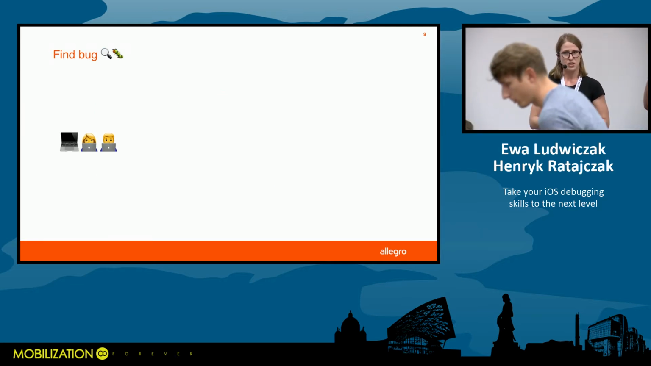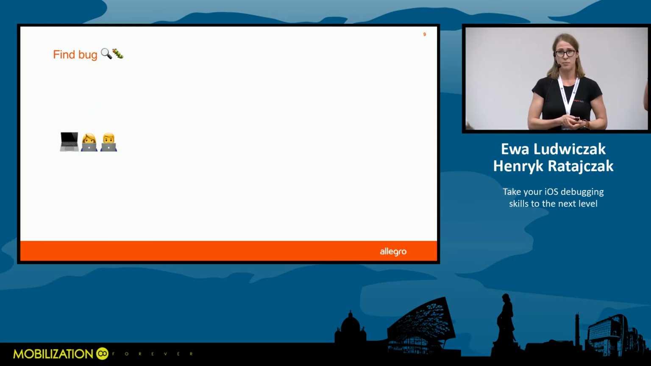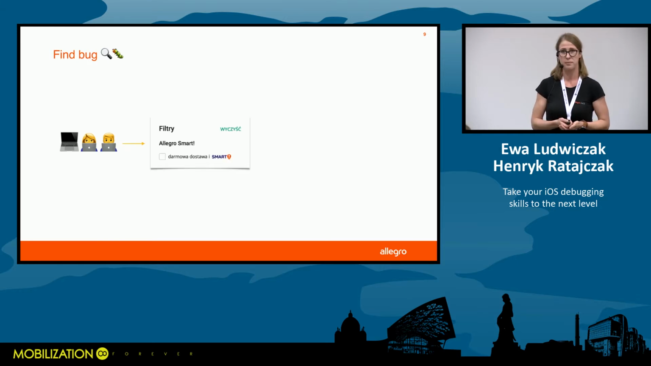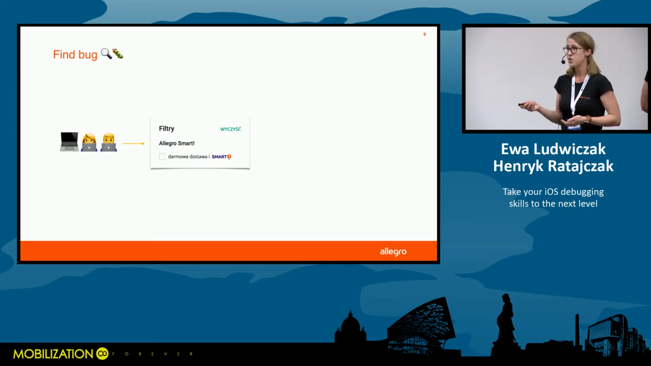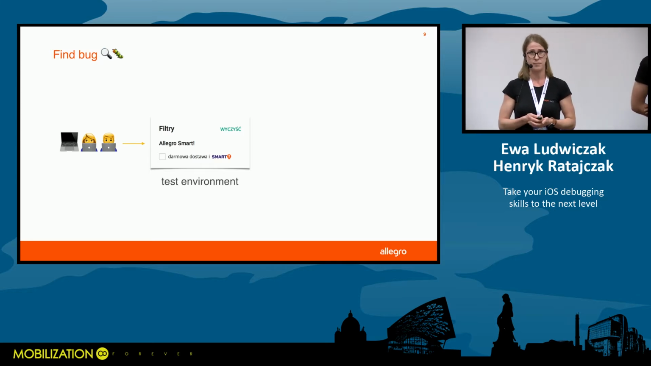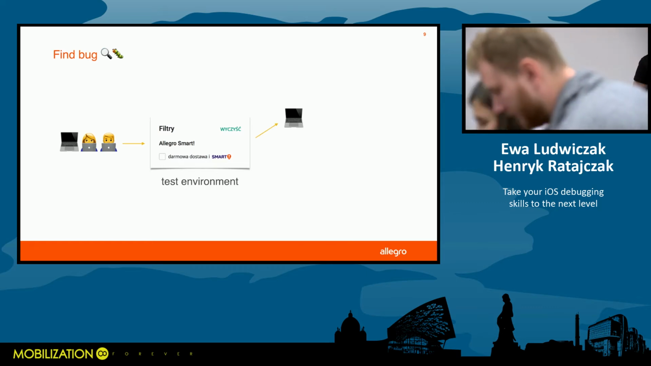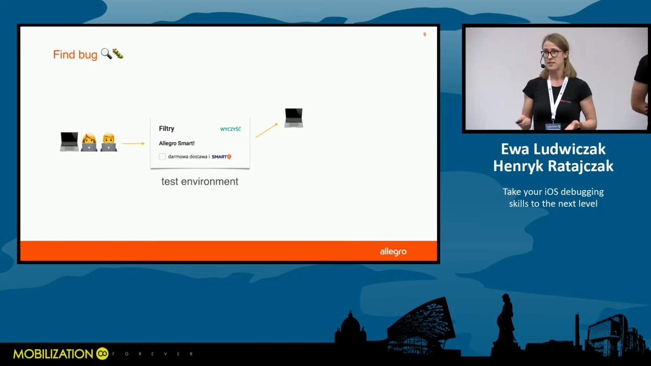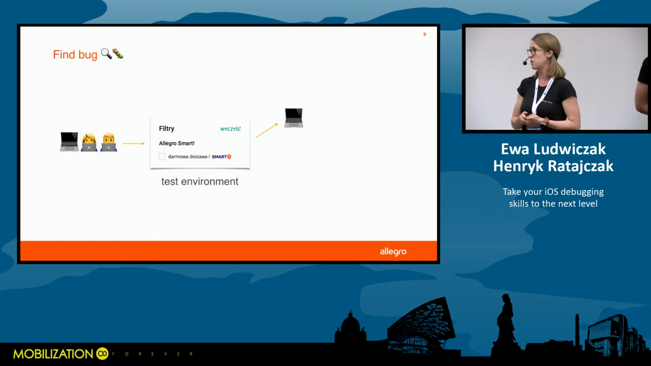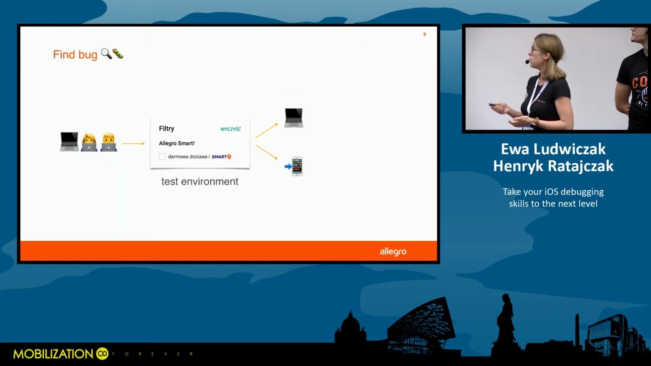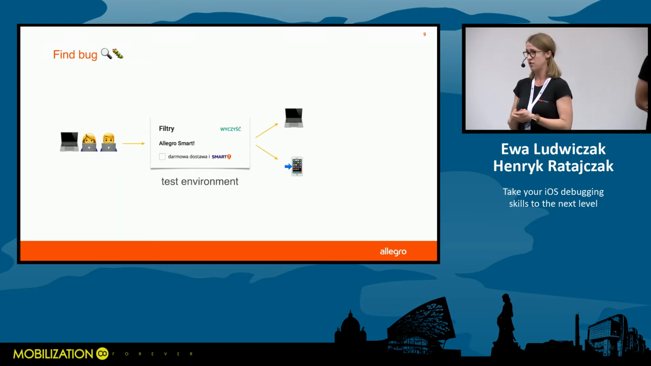Let's imagine a situation where a backend developer wants to introduce a new feature. Let's say this new feature is a new filter available on the offer listing. So usually what they do, they check this change on the test environment. They check it on the web front. So they are checking different browsers on different systems. They may be checking also different screen sizes. But they would like to also check this change on the iOS mobile application.